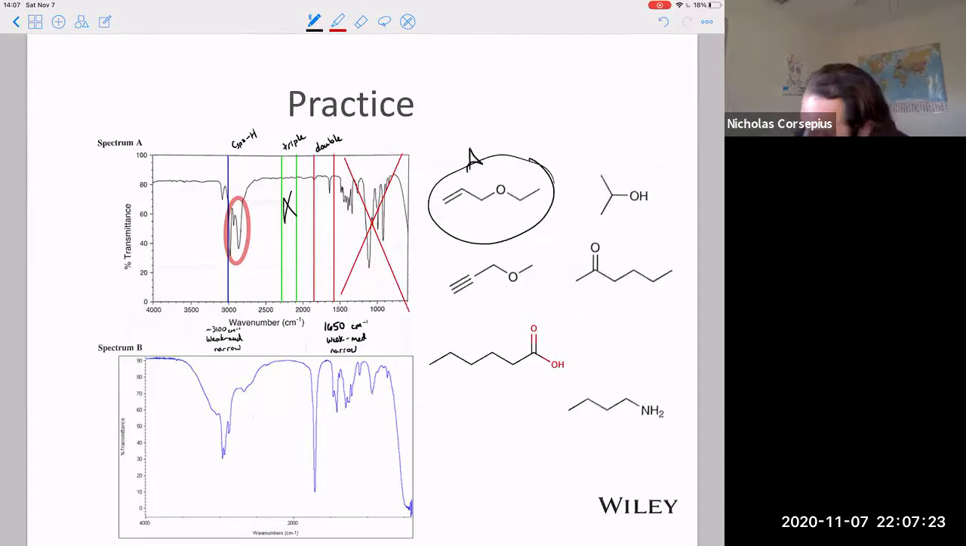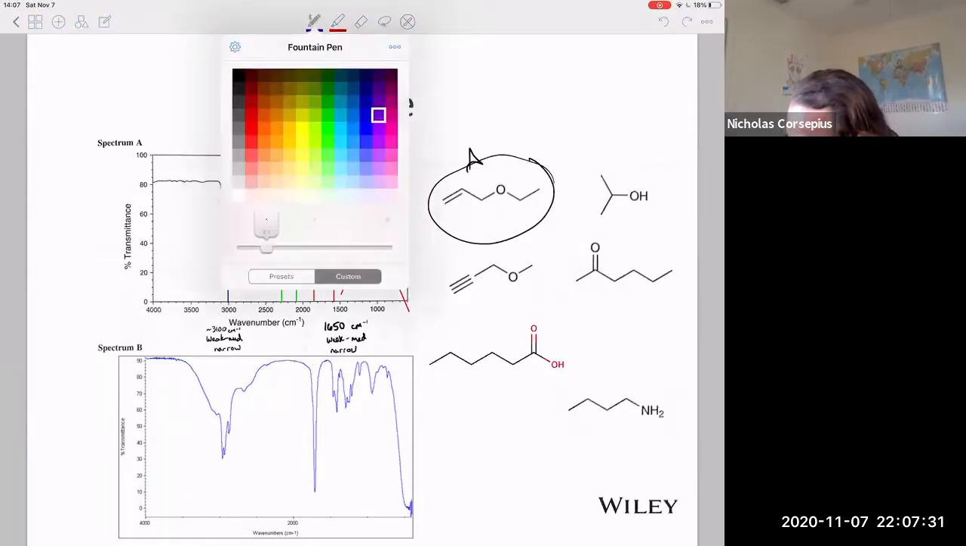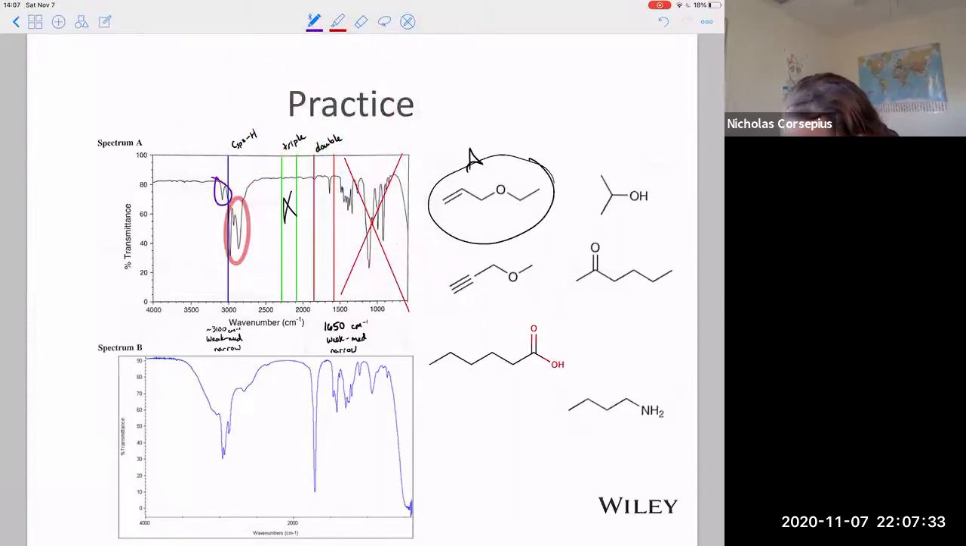So this would be A. And I can again sort of convince myself that this is correct because I have my peak over here, right? And this one would correspond to the sp2 carbon-hydrogen bond, which I should see here. I guess there's also one here, but yeah.